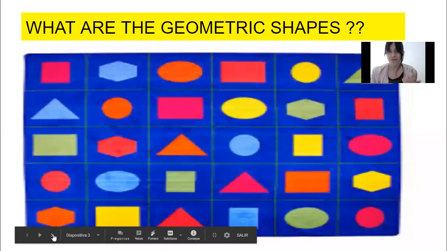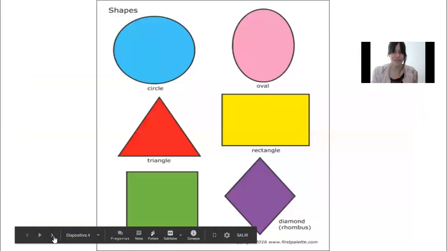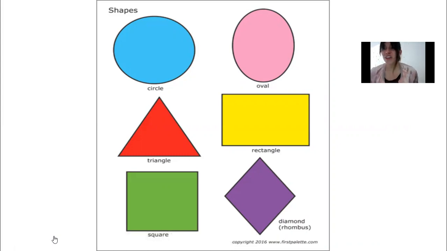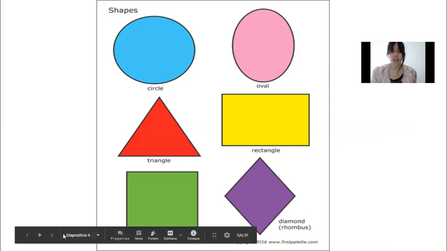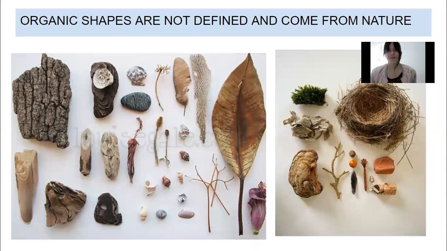So you have squares, rectangles, triangles, circles, diamonds, ovals. These are really basic geometric shapes, and I think you already know them. So what you maybe don't know is that there is something called organic shapes. And organic shapes come from nature.